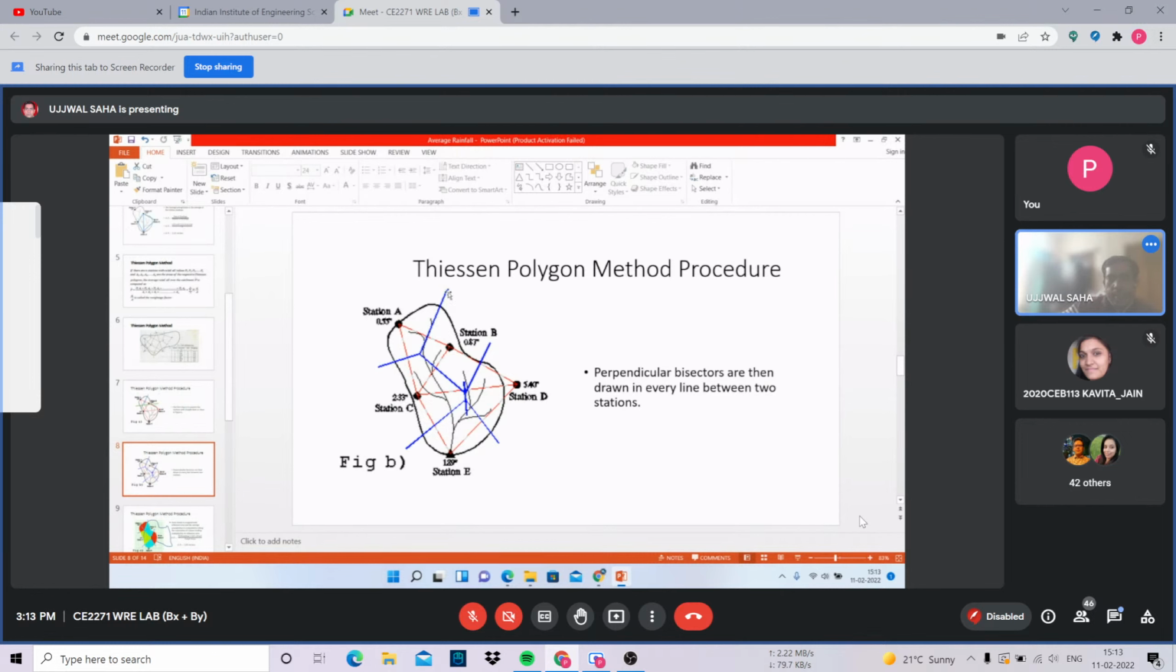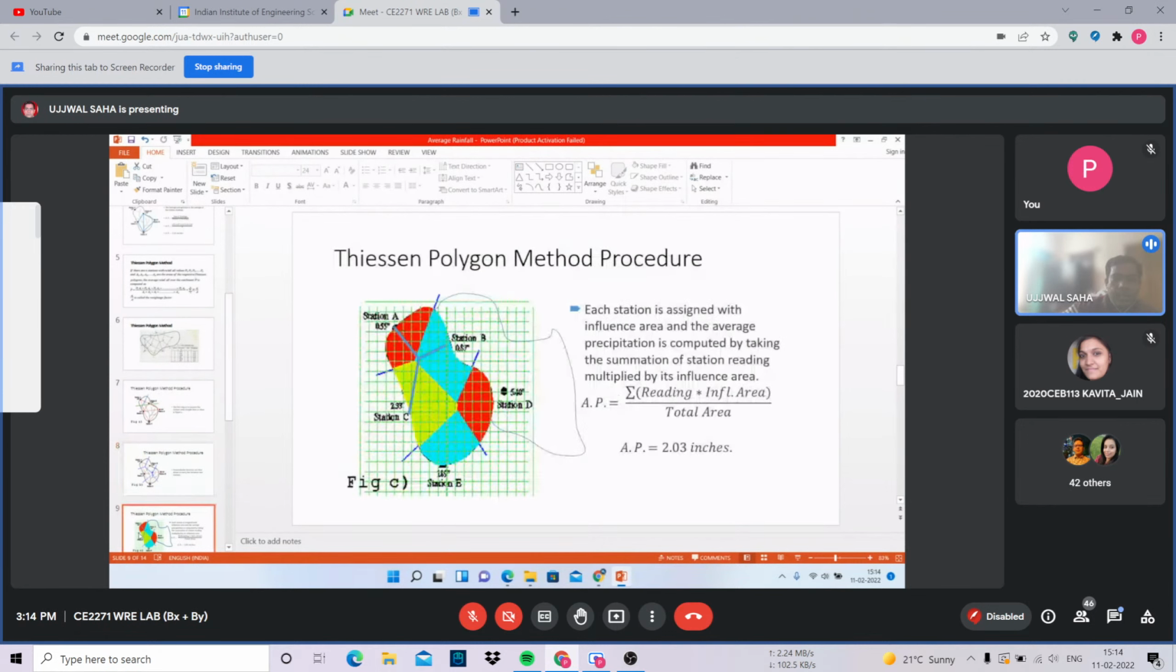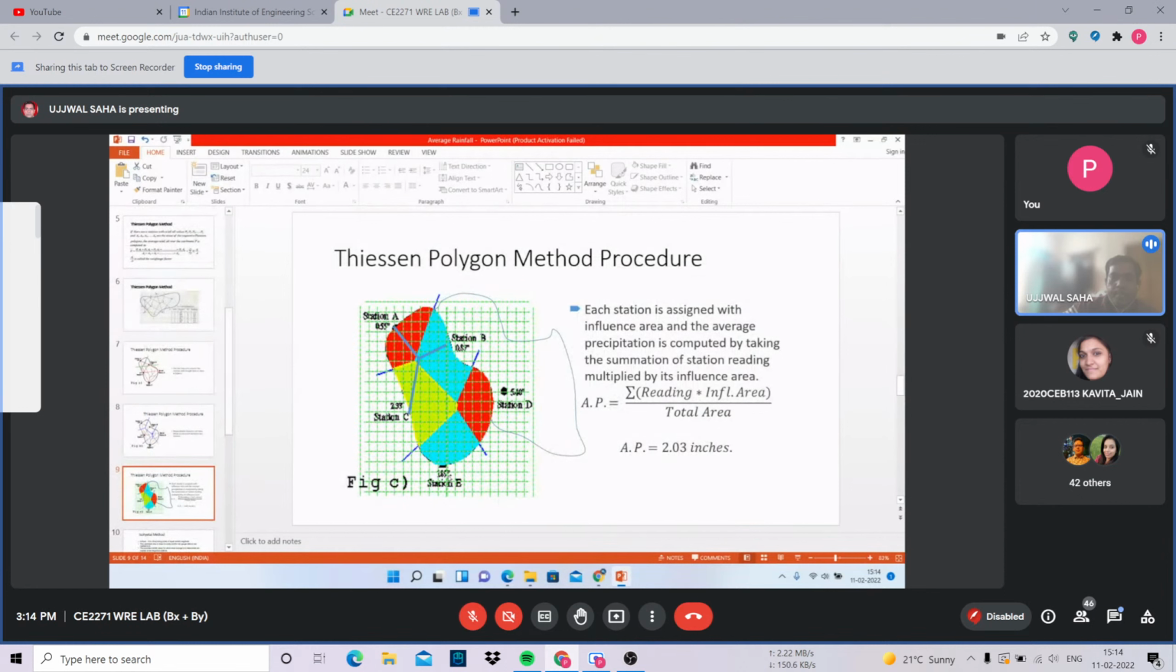So like this way, we join the meeting points of all the perpendicular bisectors, and outside will be the catchment boundary, because where two perpendicular bisectors may not join, the outside will be the catchment boundary itself. Then I can easily divide the whole area, showing which is the closest to my stations. Then obviously I can calculate this area by planimeter, or in this way as it has been shown on the graph paper.